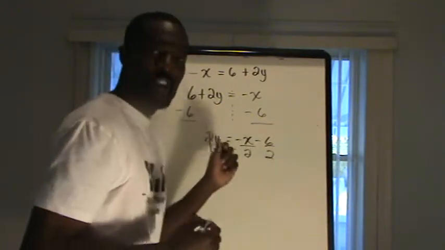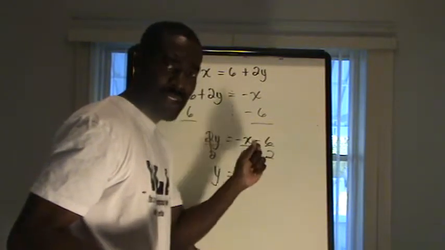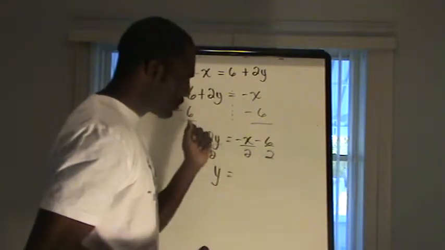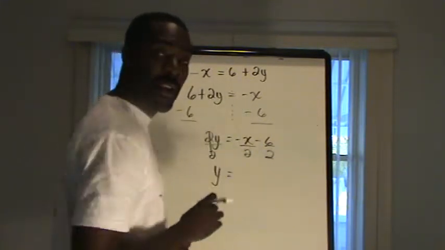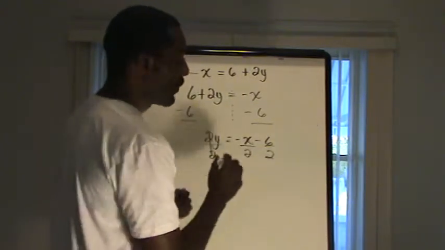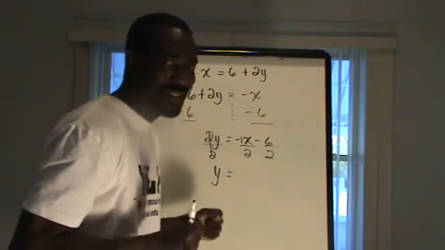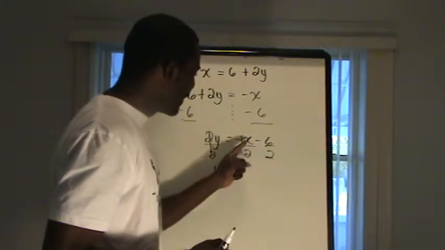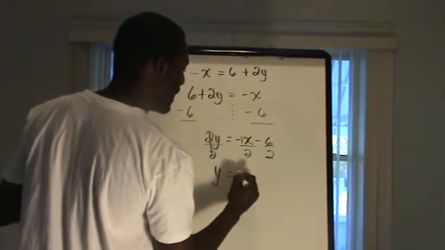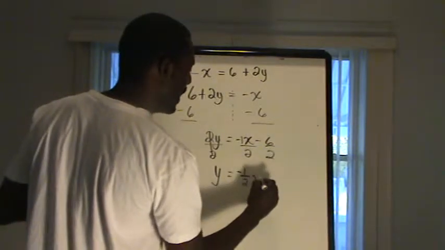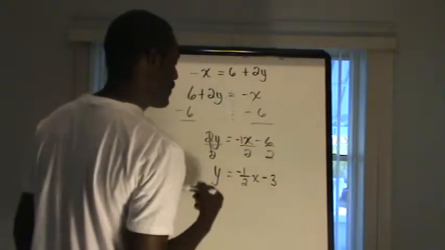Now here's another situation where you want to write your fraction separate from your variable. It'll allow you to identify your slope very easily. So even though we don't see a number in front of x, the coefficient is what it's called. If you don't see a number in front of x, it's always understood to be a 1 in front of x. So I can write this as negative 1 over 2 x minus 3, because a negative divided by positive is negative and 6 divided by 2 is 3.